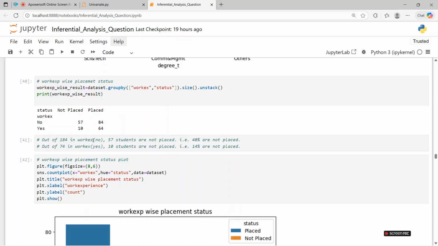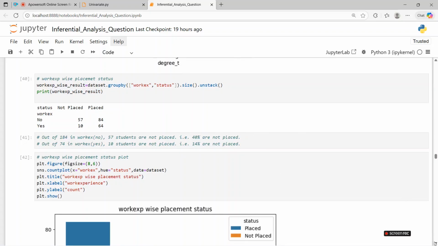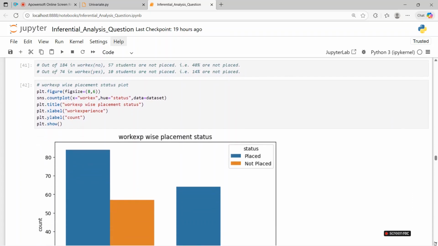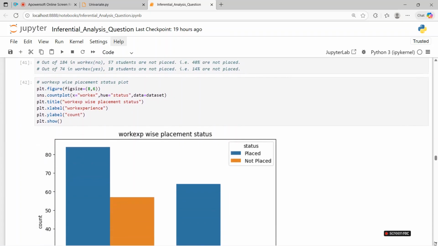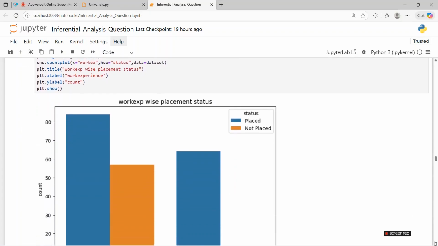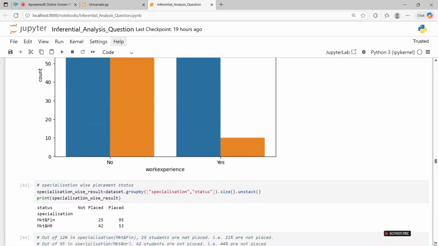So out of 184 in work experience no, 57 students are not placed. That is 40% are not placed. Out of 74 in work experience yes, 10 students are not placed. That is 14% are not placed. So we can say that students with no work experience are likely not getting placed comparatively to students with work experience. So we have the count plot for work experience wise placement status.